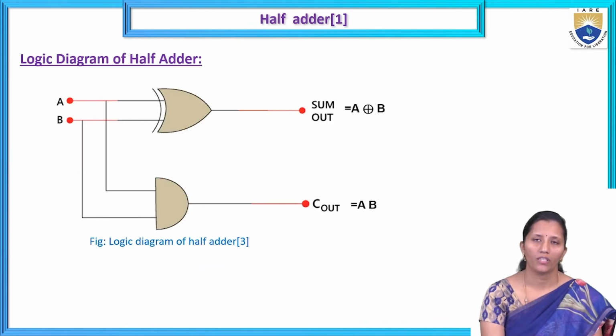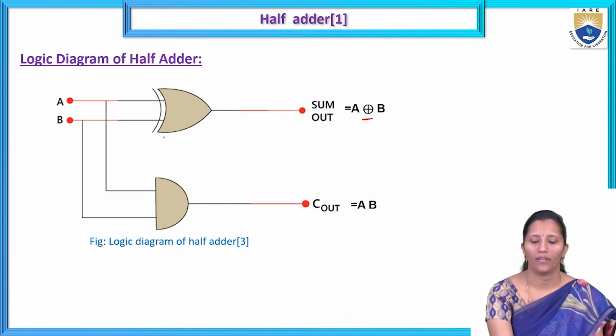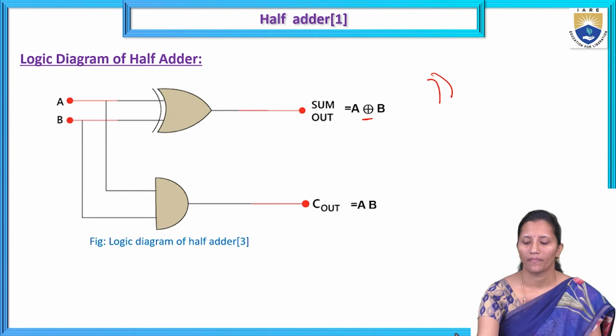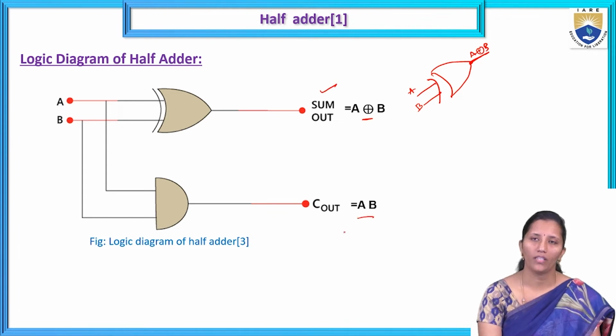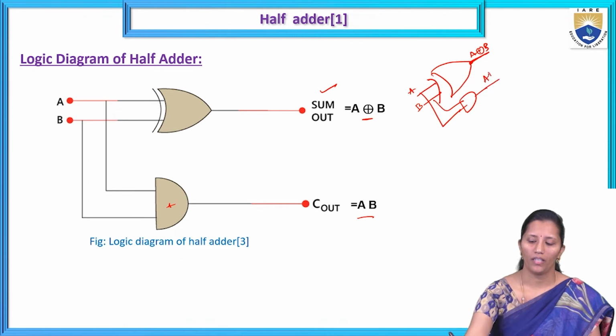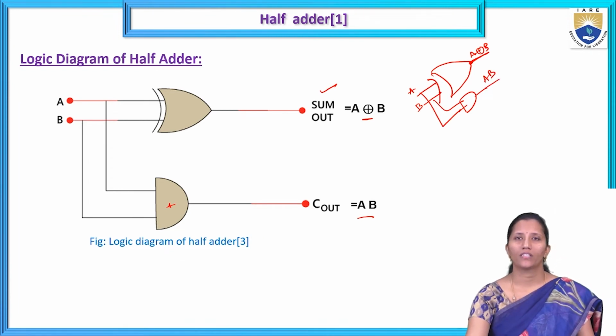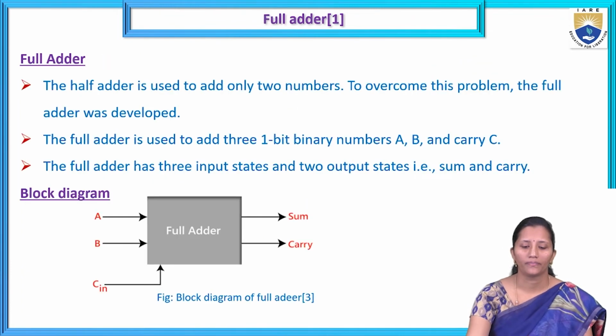So by using those equations, we can draw the logic diagram. An XOR gate will be represented by this. We are giving inputs A and B, and we are going to get A XOR B. So that is the sum. And for carry, we have A into B. A into B means AND gate, it acts as a multiplier. So this is the logic diagram of the half adder.